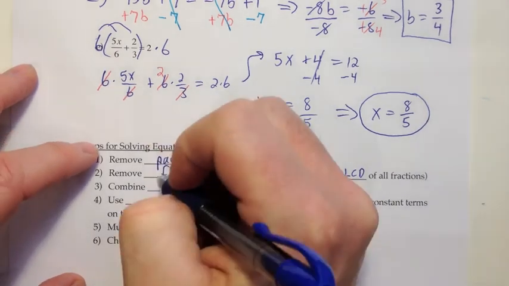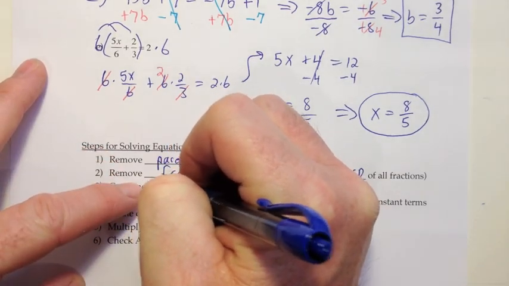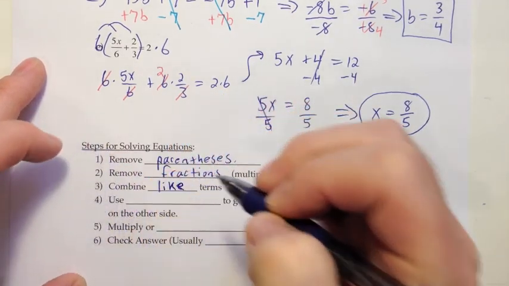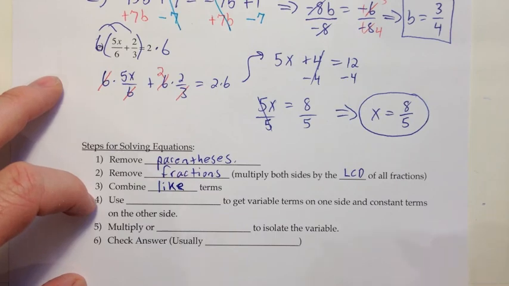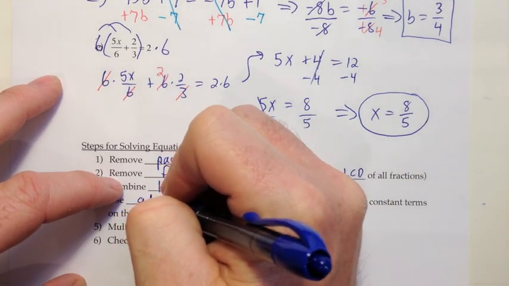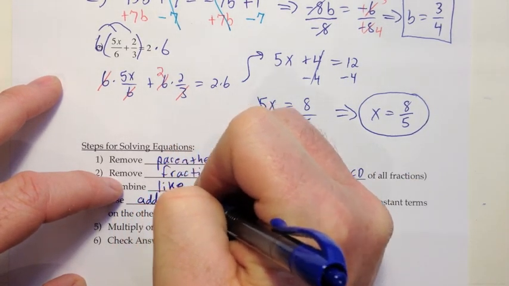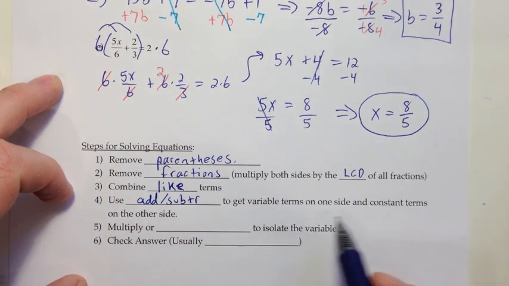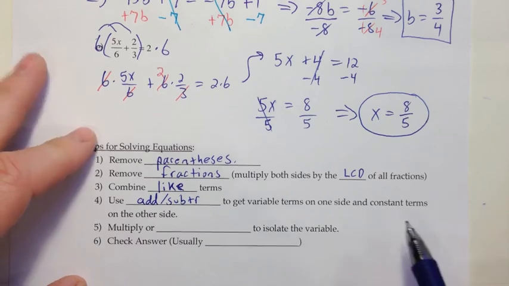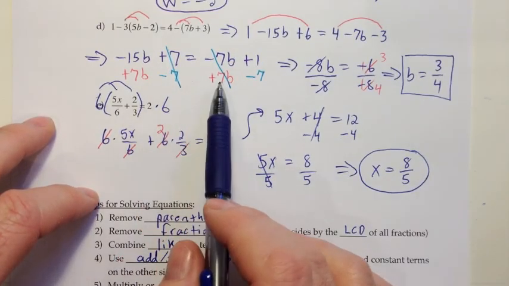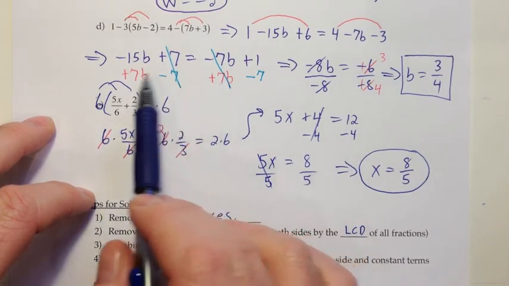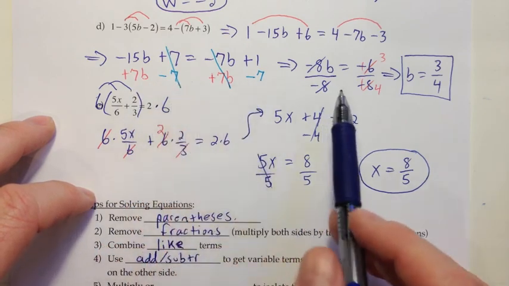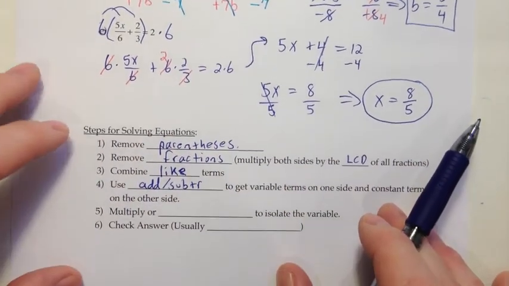And then once you've done that, you want to combine any like terms that you have. And then you want to try and get the variables on one side. So you're going to use addition, subtraction for that process. So use addition or subtraction to get the variable terms on one side and the constant terms on the other. So that would be like up here where I added 7b to move the b's to the left and subtracted 7 to move the constants to the right.